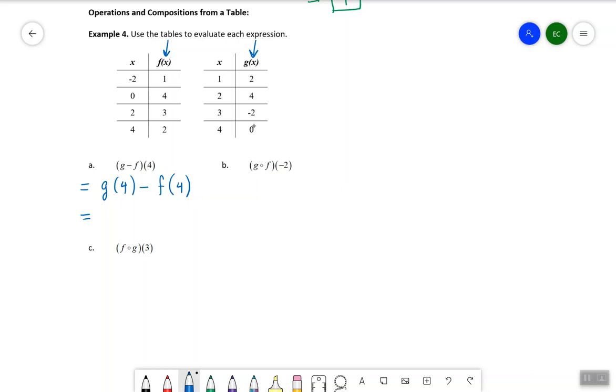G of 4 is over here in the second table. When the input is 4, the output is 0. F of 4 in the table on the left, when the input is 4, the output is 2. So we have 0 minus 2, which is negative 2. Let's try another one. G circle f of negative 2 is g of f of negative 2.